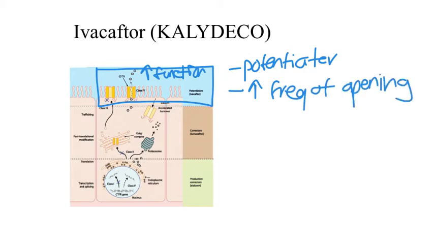It is indicated for approximately 10% of patients who have active and transported CFTR channels, but with reduced function compared to wild type.